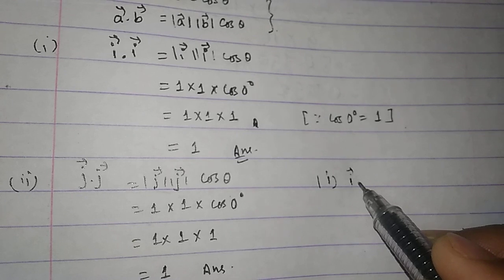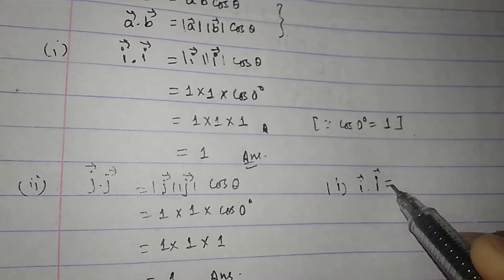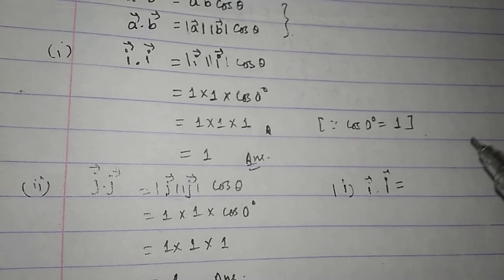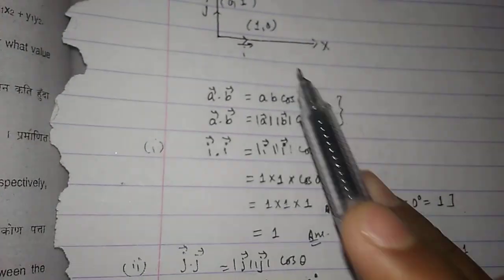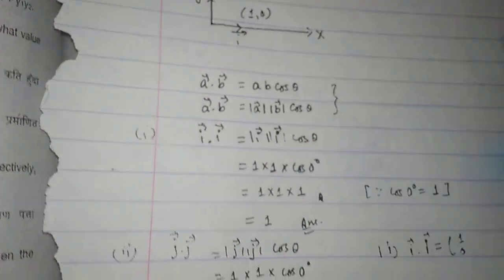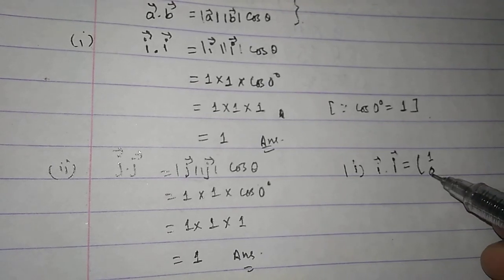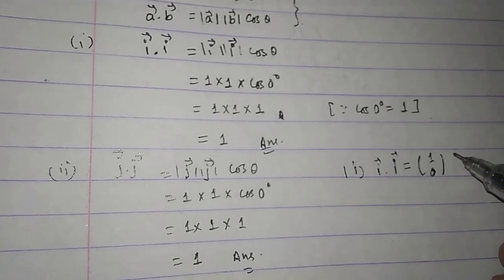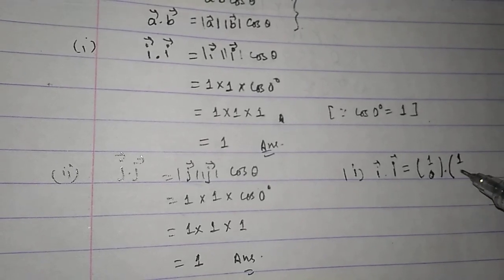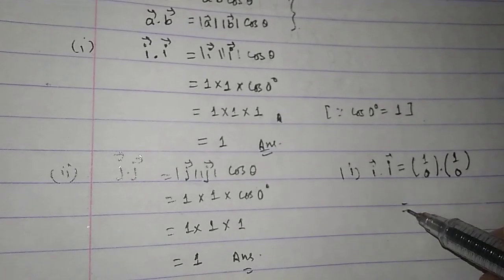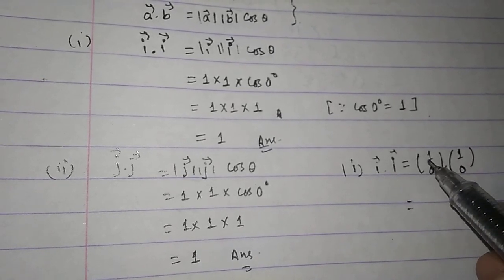i into i is i square. We have stated the coordinates of i as 1 comma 0, but in vector form you cannot write it that way. It has an x component and a y component. The x component is 1 and the y component is 0. There is a dot product sign: (1, 0) dot (1, 0). The multiplication of this scalar product is 1 into 1.